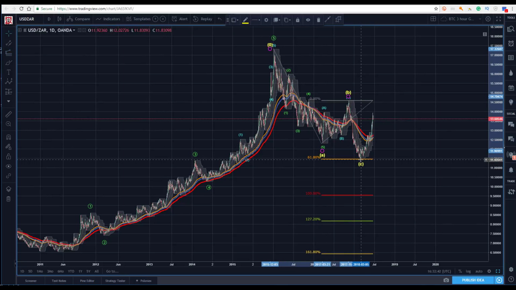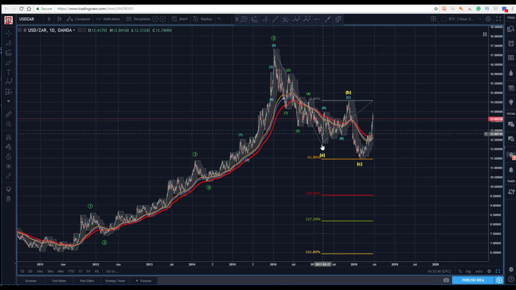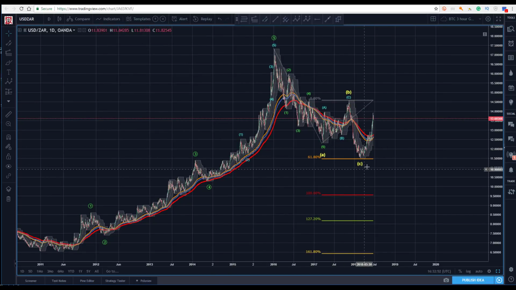Very common for a C, we go to the 618, so it's almost to the tick. So length of the A projected from the B, we go to the 618 for the C. And boom. Now, in addition, as I showed you, that was just a few ticks through the 50. So we start piling on. We get this confluence here.